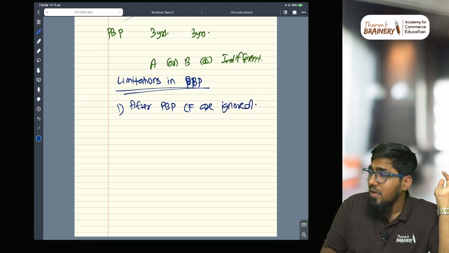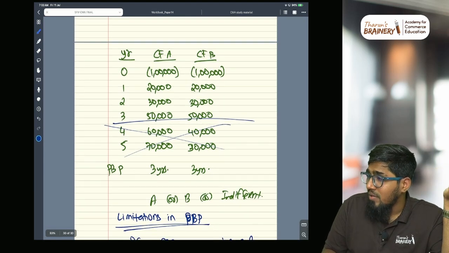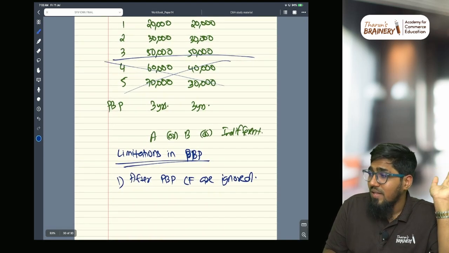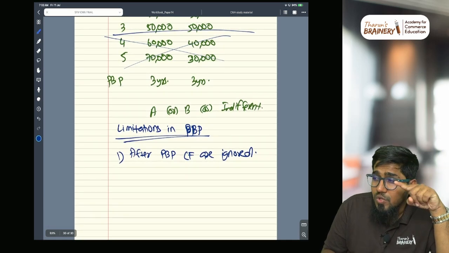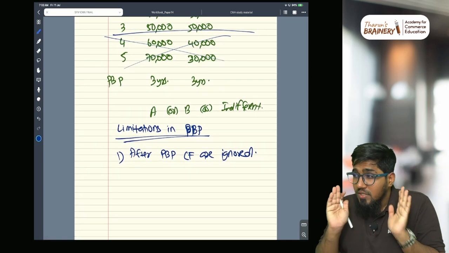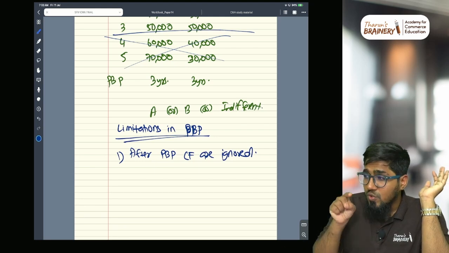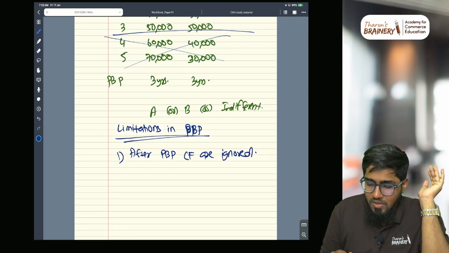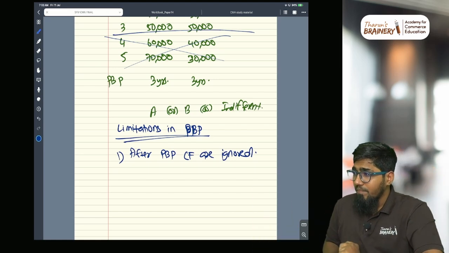But why do we have to ignore them? These are also cash flows only. We have to take them for decision making too, but in payback period, this is not considered at all. So this is one limitation of payback period. How many of you are understanding this limitation first? Whenever you have some technique, you should also know the limitation of that technique. Only then will you apply that technique properly. Everyone.